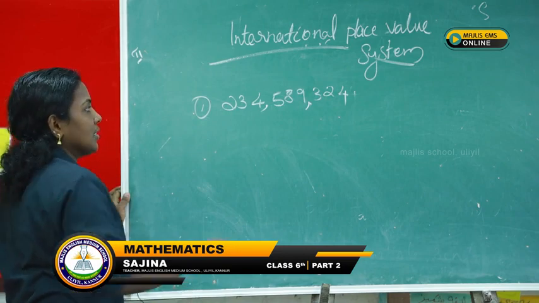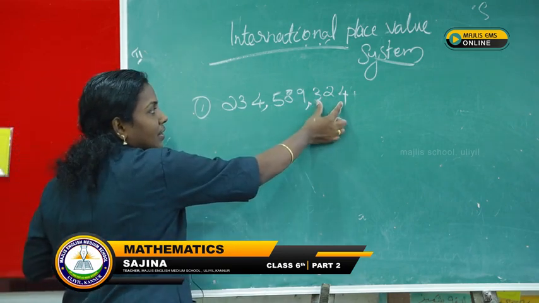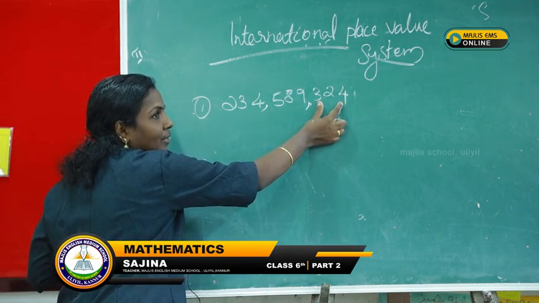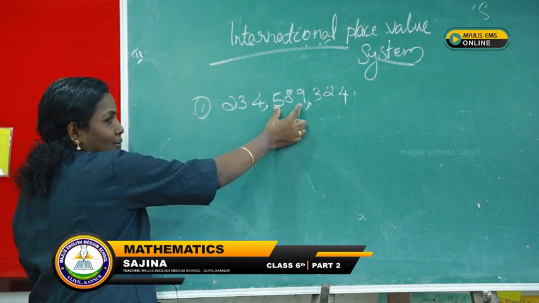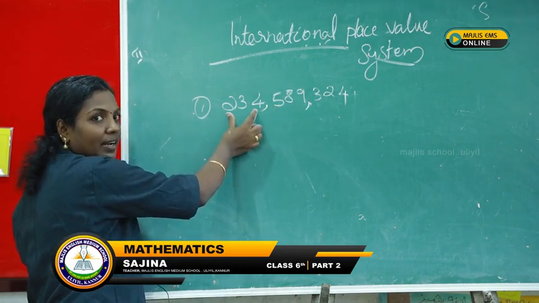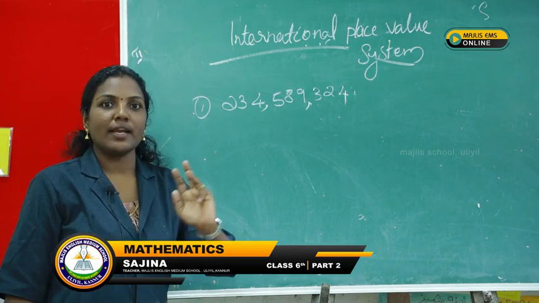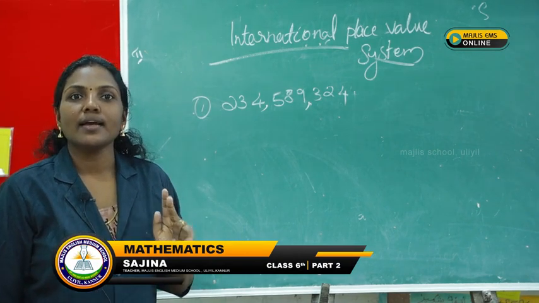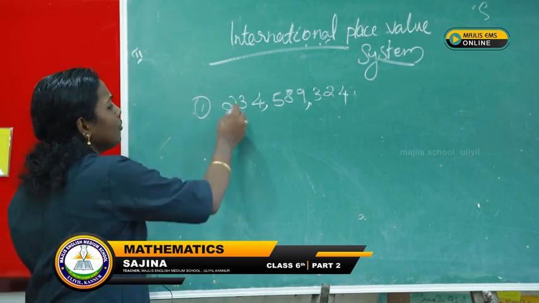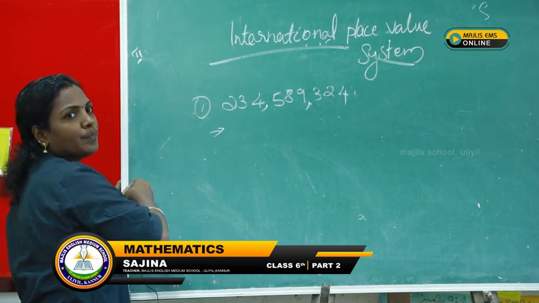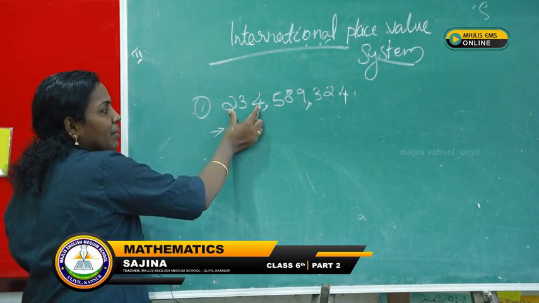Then how to read this? This is in the ones period. This is in the thousands period, and this is in the millions period. Ones period, thousands period, and millions period. Then how to read this number? In the millions period, which number is here?